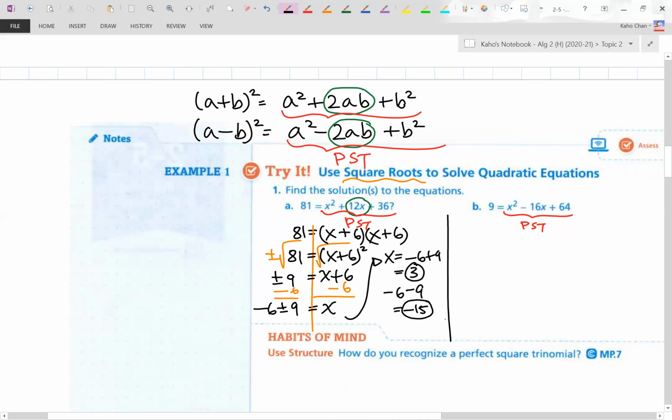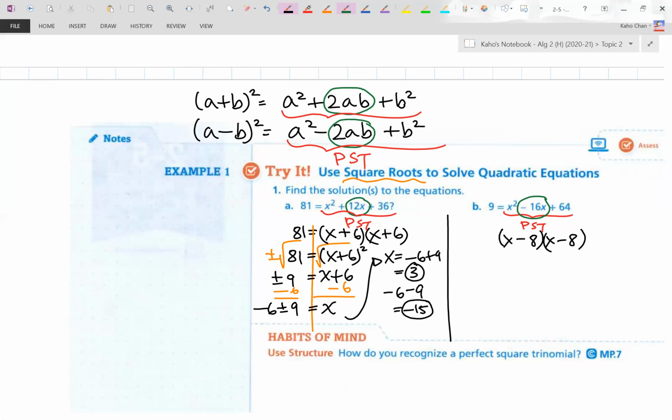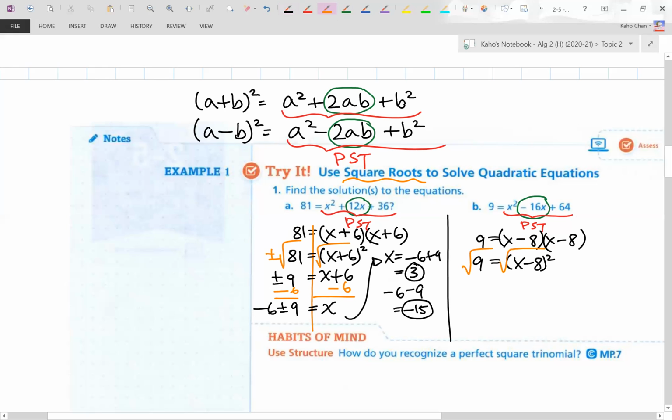All right, letter B is pretty much the same. I recognize that that is a perfect square trinomial. This is x squared minus, so this is going to be minus minus. Square root of 64 is 8. 2 times, meaning double, -8 will give me -16. Therefore, it is a perfect square trinomial. Put the two binomials together, creating a square situation, square root both sides.